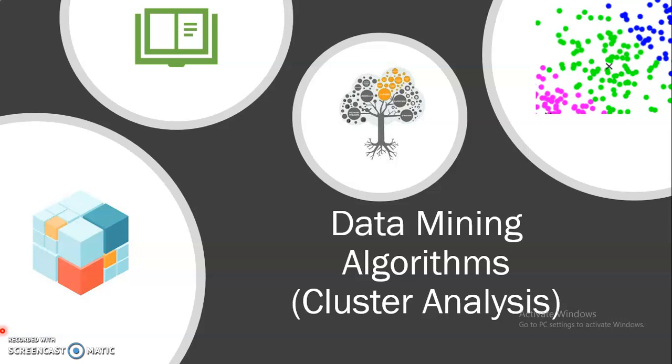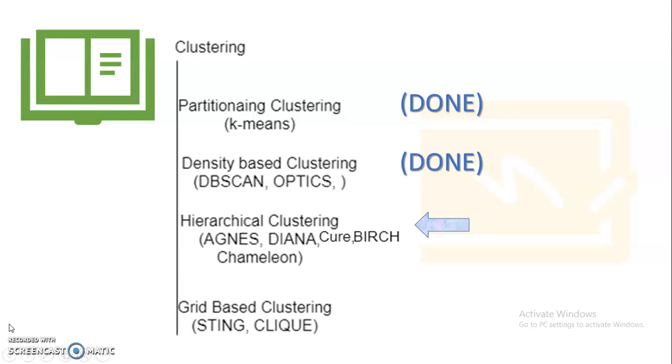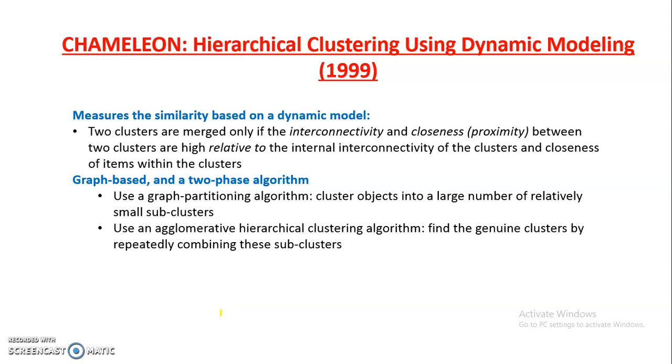We are learning about the cluster analysis algorithms. Today we are going to cover the algorithms CURE, BIRCH and Chameleon, which are based on the hierarchical clustering method. The first algorithm is the Chameleon algorithm, a dynamic modeling algorithm. We have two important parameters in this algorithm: one is interconnectivity and the second is closeness.